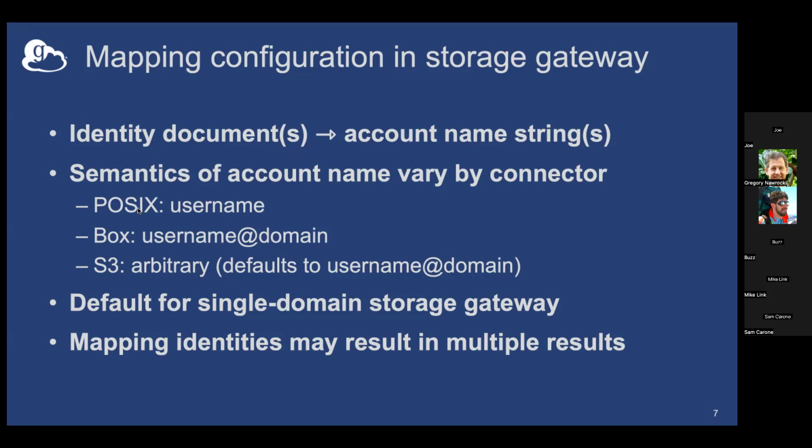Another thing is every identity could potentially match multiple mappers that are configured. So the results might be more than one local account per user. If that happens, there's an option in the Globus transfer API to decide which of the local accounts to use. So they can choose one or the other mapping.